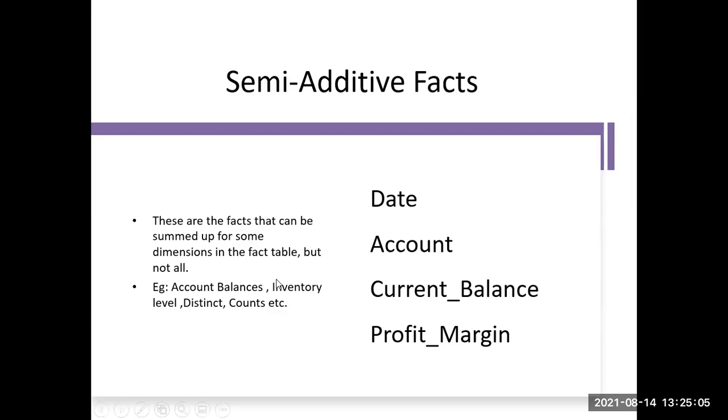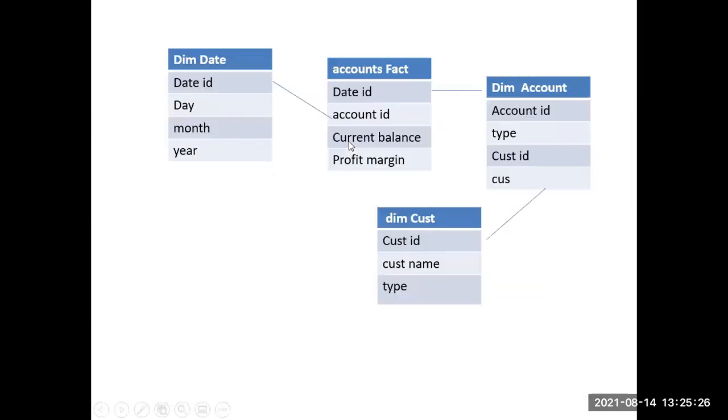Coming to the point, inventory level. Today I purchased 100 pen drives in my inventory or data warehouse, and I'm selling those pen drives. From that 100, whatever I sell is getting deducted. It is not only adding, it is getting deducted, so we call it a semi-additive fact here.